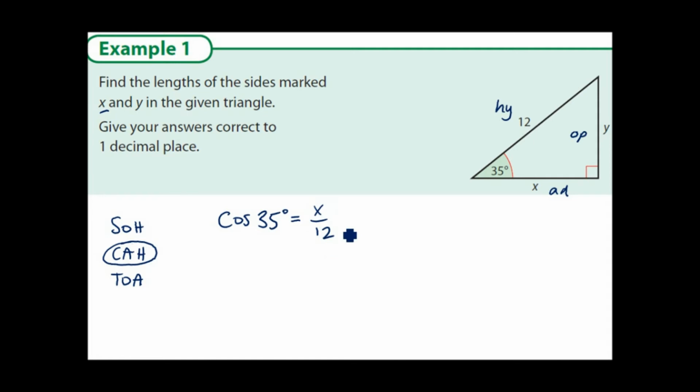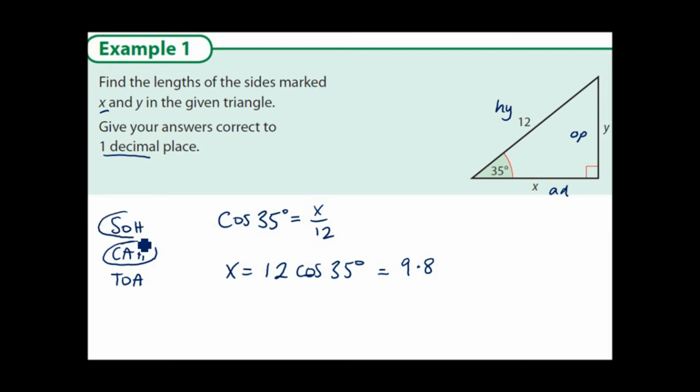So if we multiply both sides by 12, we then see that x is equal to 12 cos 35 degrees. And this is what we type into the calculator. And it says to one decimal place. When we type it in to one decimal place, that's 9.8. And we see, compared to the 12, it is a bit smaller than 12. The size of it sounds about right. It makes sense with our answer.